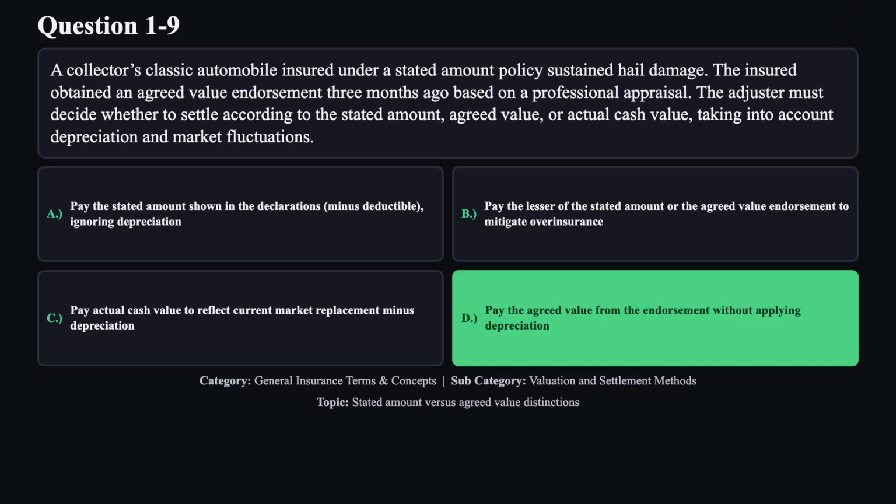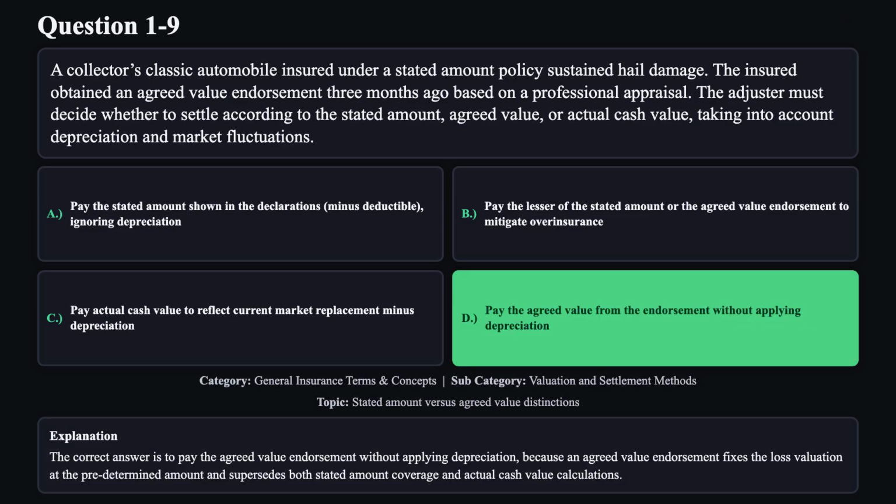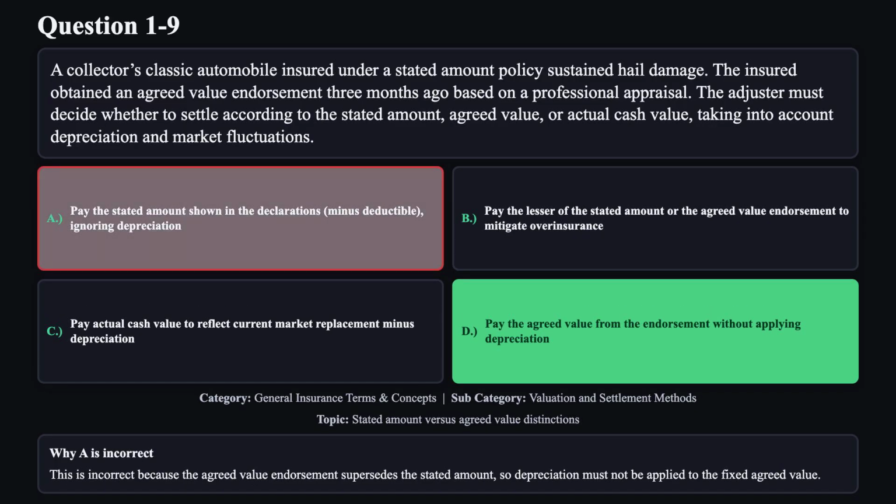The correct answer is D. The correct answer is to pay the agreed value endorsement without applying depreciation, because an agreed value endorsement fixes the loss valuation at the predetermined amount and supersedes both stated amount coverage and actual cash value calculations. Reason A is not correct. This is incorrect because the agreed value endorsement supersedes the stated amount, so depreciation must not be applied to the fixed agreed value.